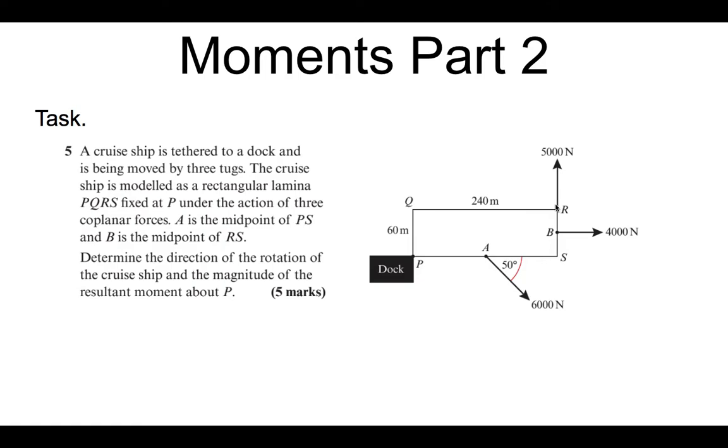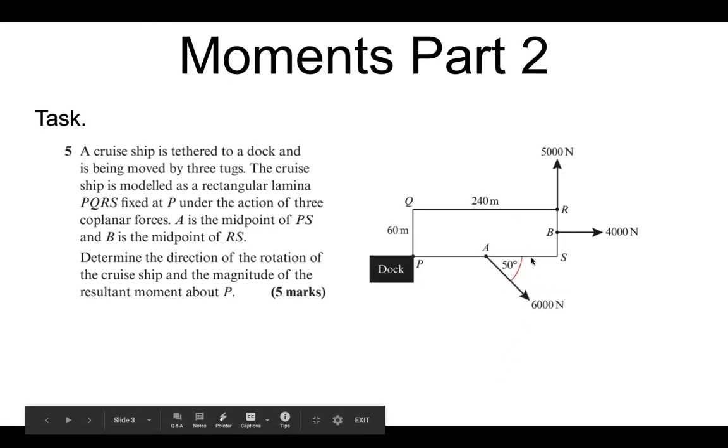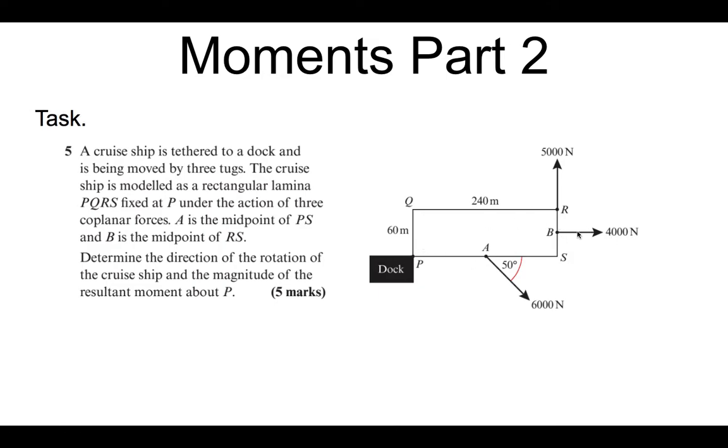This 5,000 Newton force, if we pull it round, we'll move it in the anti-clockwise direction. This force here would move it in the clockwise direction, and if you think about this force here, because it's above P, if you're pulling it that way, it would move in the clockwise direction. So these two are clockwise and this is anti-clockwise. Have a go at that, and I want you to send me your working out.